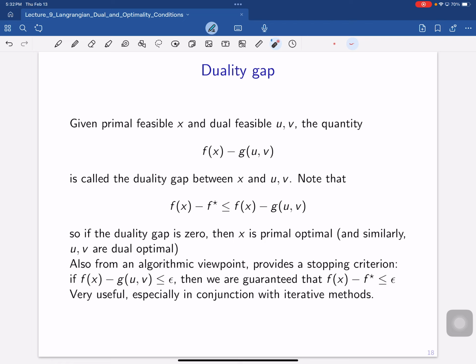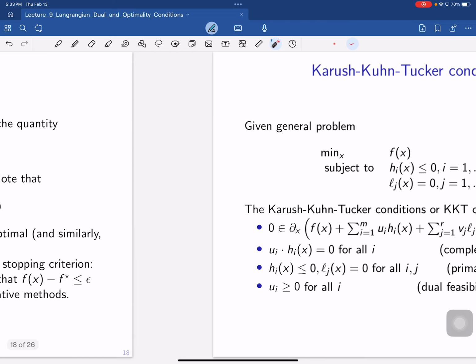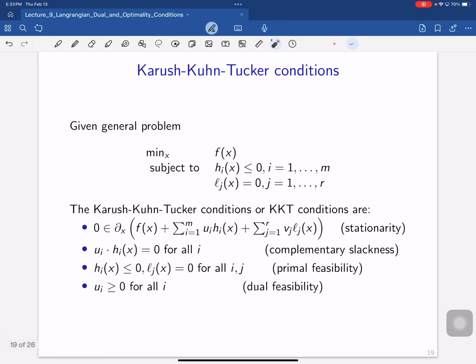From an algorithmic point of view, we already said that if you run the simplex algorithm on the dual, then you can get an estimate on where you should stop. Similarly, in nonlinear problems, if you have a dual feasible solution and your tolerance is epsilon, so if f(x) minus g(u, v), primal minus dual, is less than or equal to epsilon, then you can stop. That's one of the termination criteria you could use. Last but not least, we will talk about these famous Karush-Kuhn-Tucker conditions.